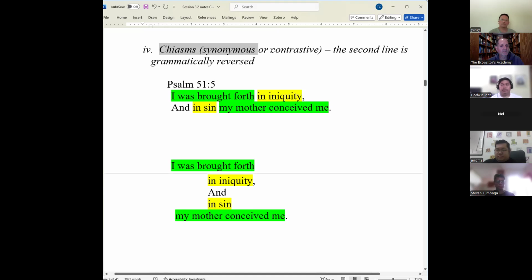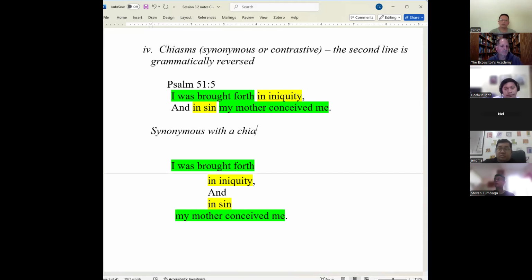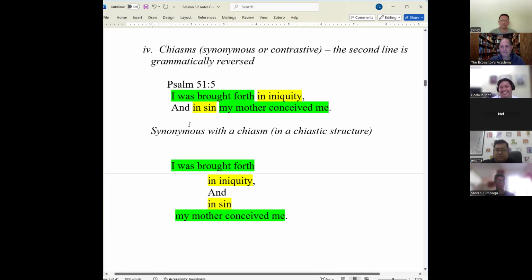So we'll see chiasms in synonymous or contrastive parallelism. For this, I would say this is synonymous parallelism with a chiasm, or in a chiastic structure, if you want to be more fancy and sound smart. But it's synonymous parallelism, and then it's using a chiasm. Everyone follow me? Any questions on that or comments?